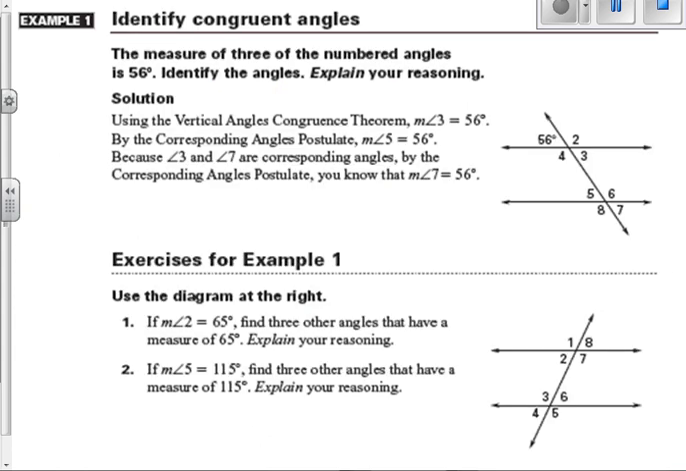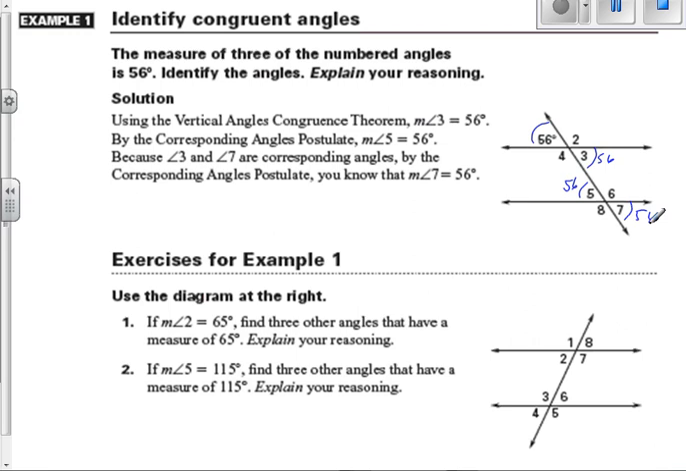All right, so now identify congruent angles. The measure of 3 of the numbered angles is 56 degrees. Identify the angles, explain your reasoning and solution. So here are my angles. I know that that's 56. So I know that 3 is 56. That's vertical, right? I know that corresponding are congruent, so I know that that's 56, and so I know that 7 is 56, all right? So you could also use supplementary angles here if you wanted to.